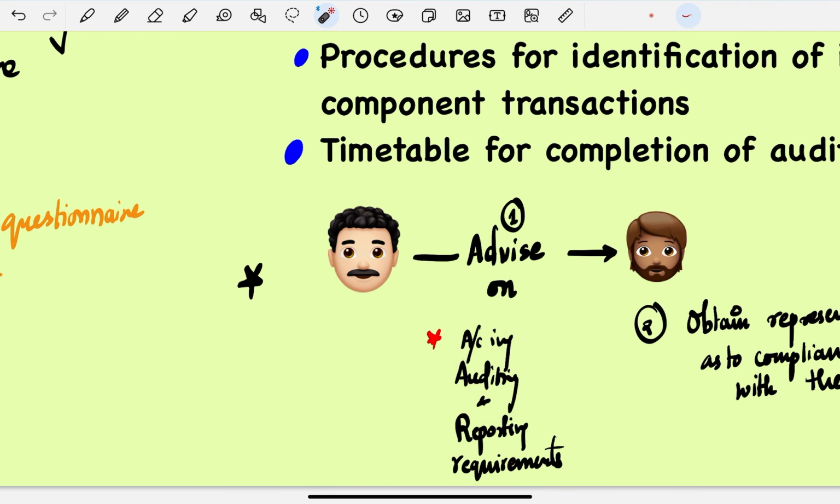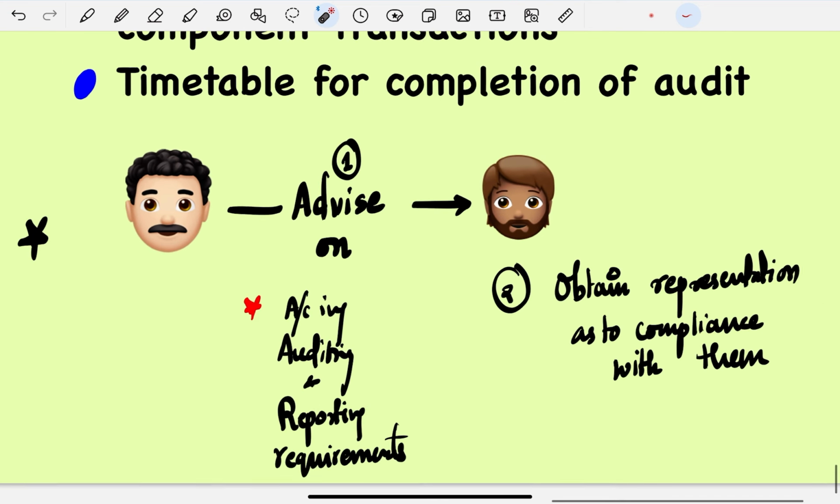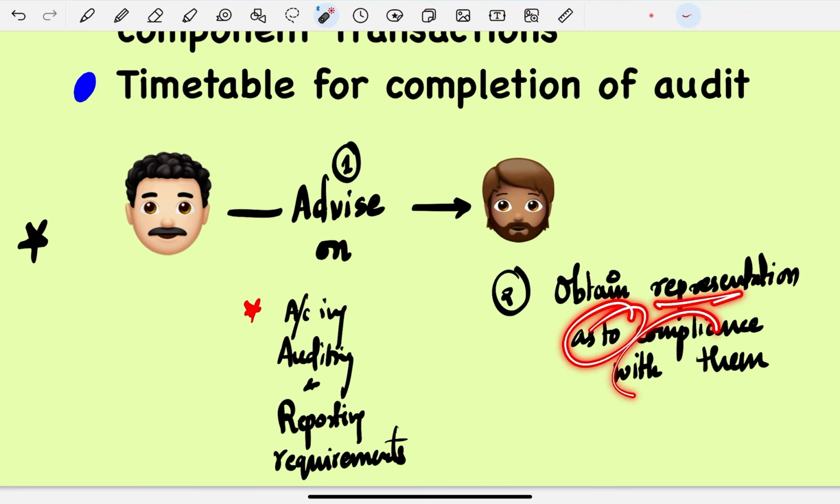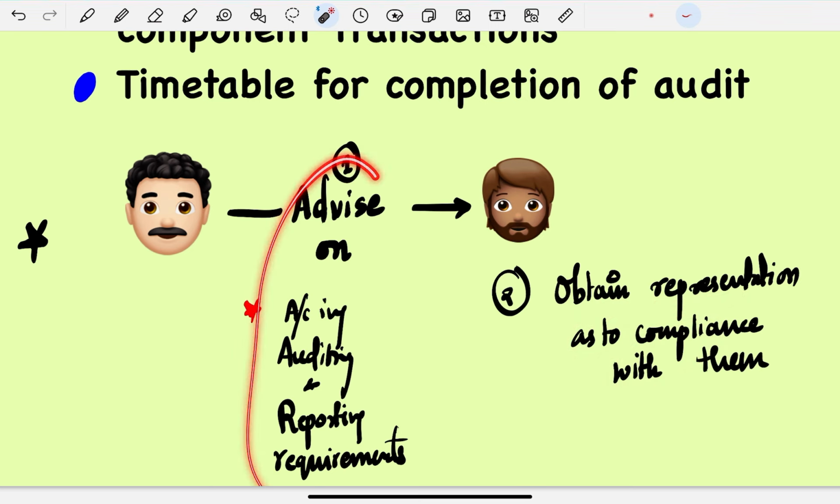We'll advise the Other Auditor regarding accounting, auditing and reporting requirements, and he will also obtain representation as to compliance with them. First, he will advise him that these are the accounting requirements, audit requirements, reporting requirements. Then he will obtain representation as to compliance with them. Did you comply with these requirements or not?